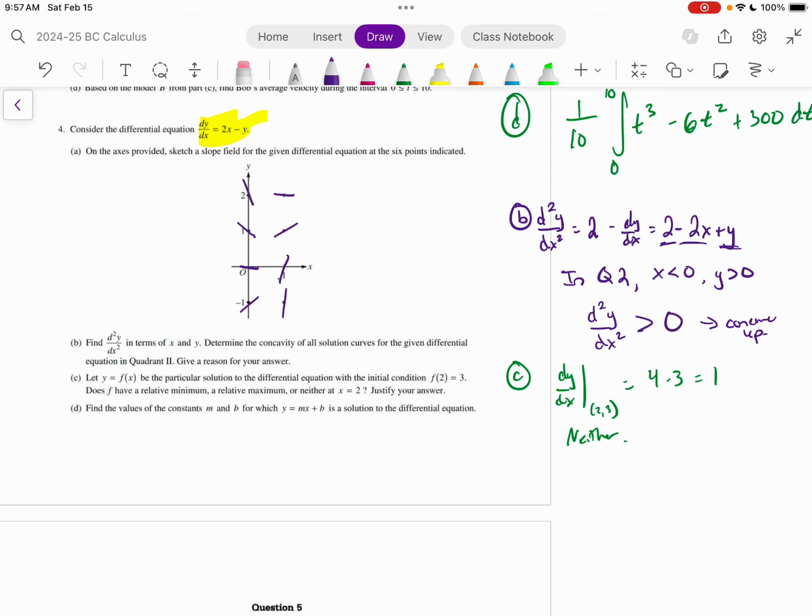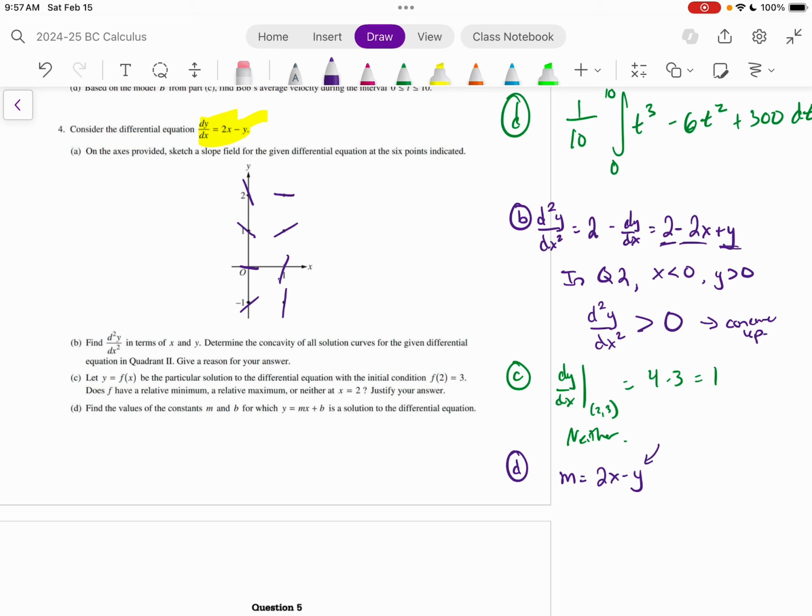Okay, D, kind of a tricky problem that they love sneaking in on these differential equation type ones. Let's tackle it. Okay, so y equals mx plus b is a solution to this differential equation. Well, what does that mean? That means that mx plus b would satisfy this business, right? So that means that my slope m would have to equal 2x minus y, right?